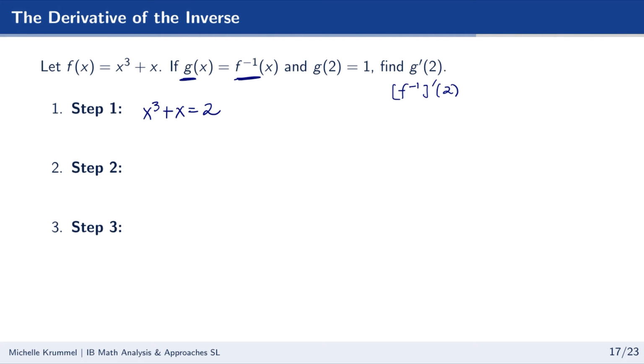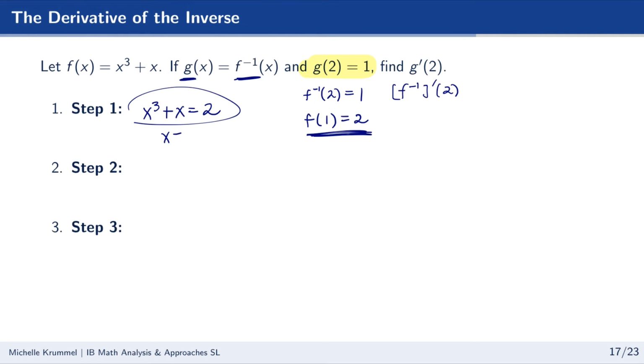Now, that one's not easy to solve for x. This is difficult to isolate the x here. But they are giving us a really big clue right here where it says g of 2 equals 1. Remember, that means the same thing as f inverse of 2 equals 1. And that means f of 1 equals 2. And what we're trying to figure out is, where does f equal 2? Well, we know from right here, f of 1 equals 2.